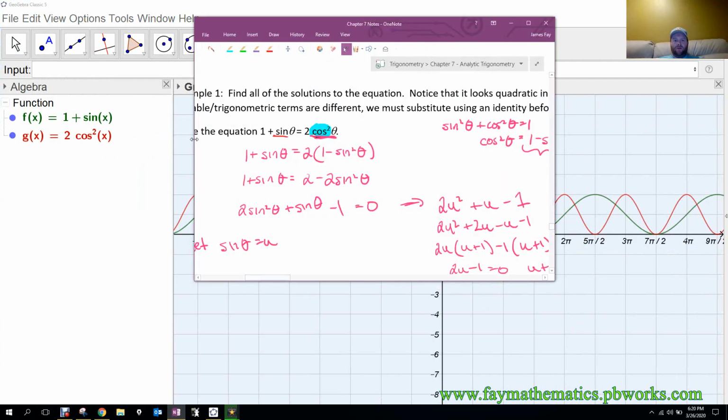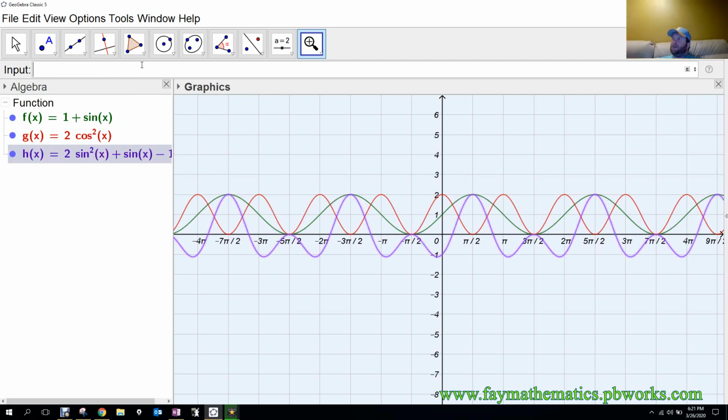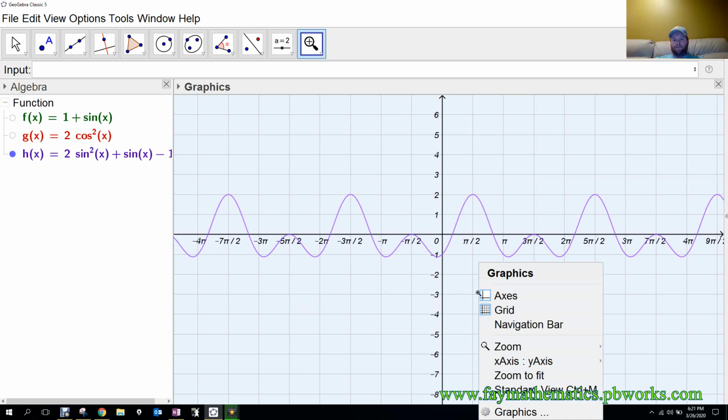this version, if you want to go 2 sine squared x plus sine x minus 1, if we look at the purple one, now we'd be looking at where this thing crosses the x-axis, because that's essentially within the right-hand side function in the equation.